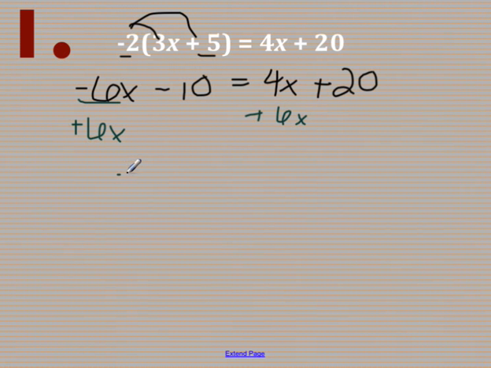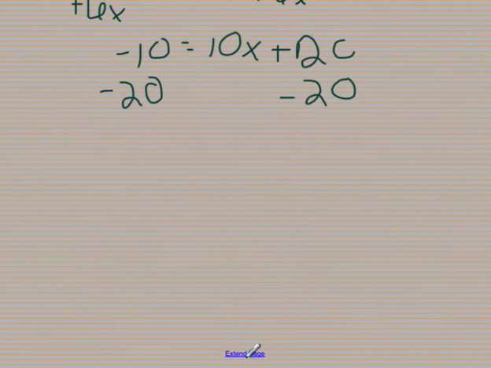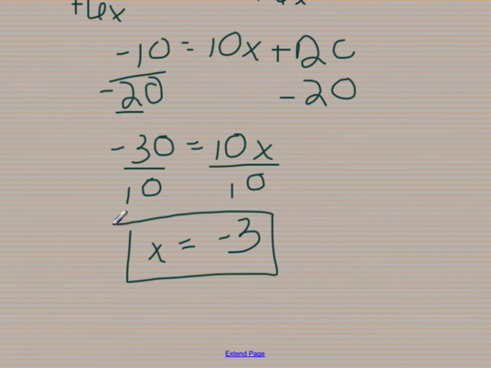Then we get -10 is equal to 4x plus 6x, which is 10x, plus 20. Now I need to get this 20 over to the other side, so I'm going to subtract 20 from both sides. -10 minus 20 gives me -30, and then we get 10x. Then we divide both sides by 10, and -30 divided by 10 is -3. So x is equal to -3.